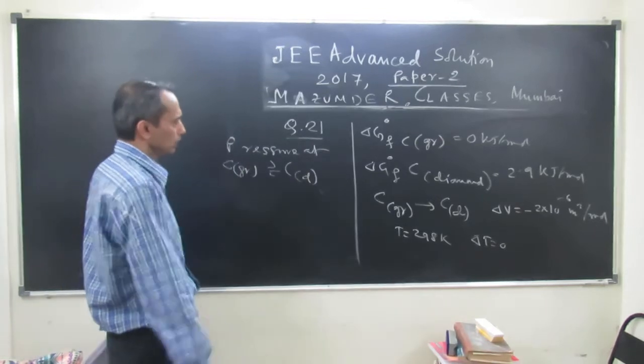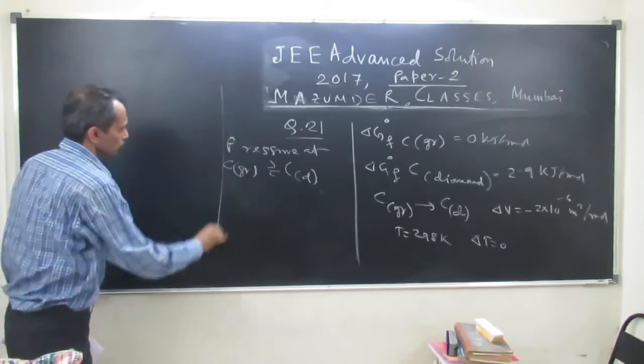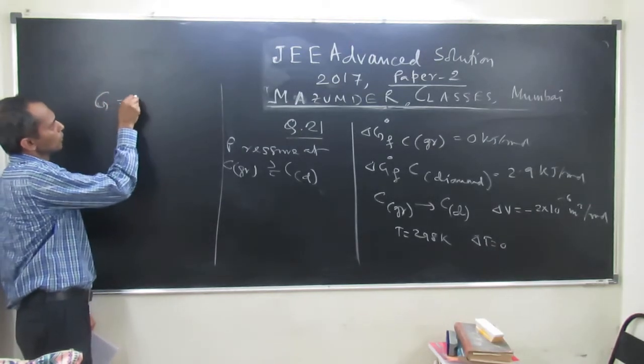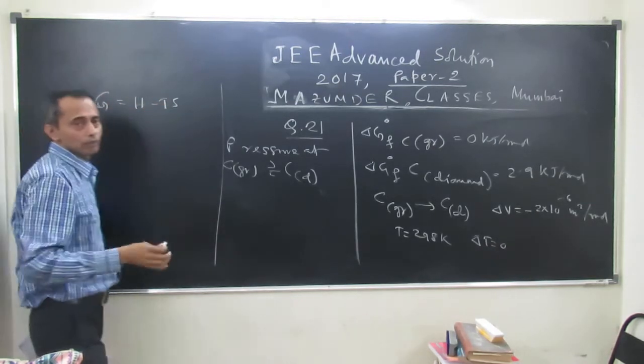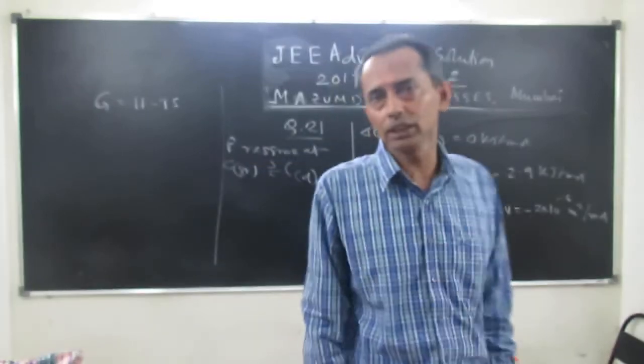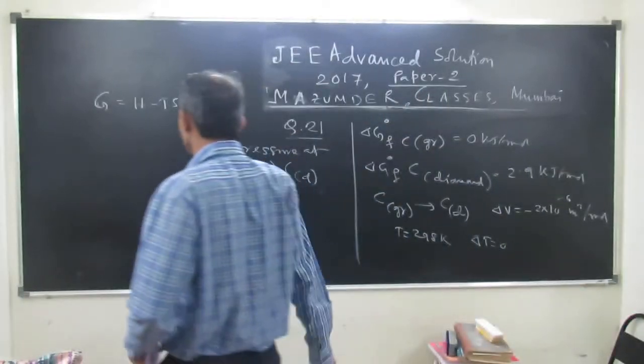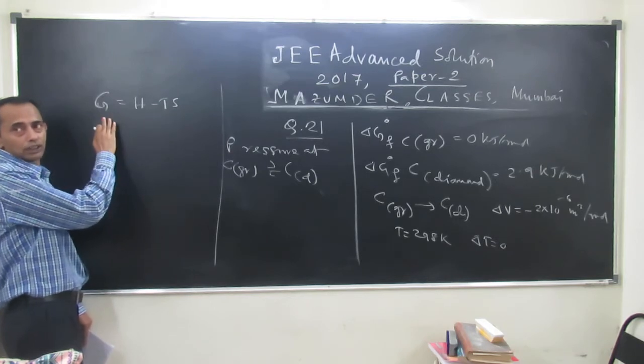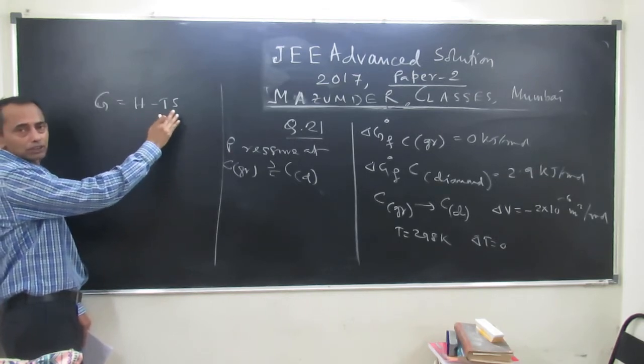Now to solve it, we know there is an equation for the famous Gibbs free energy, G equal to H minus TS. I will give you the brief workout first, and then we can apply this expression. G is the free energy, H is the enthalpy, T is the temperature, S is the entropy.